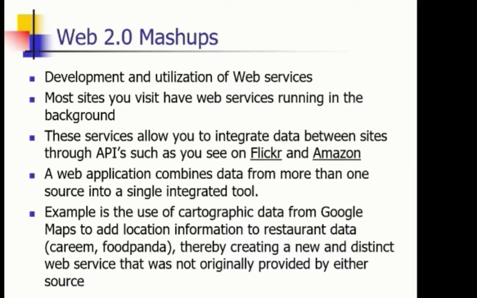A web application combines data from more than one source in a single integrated tool. An example is the use of cryptographic data from Google Map to add location information to restaurant data. You can have the example of Kareem, Food Panda.